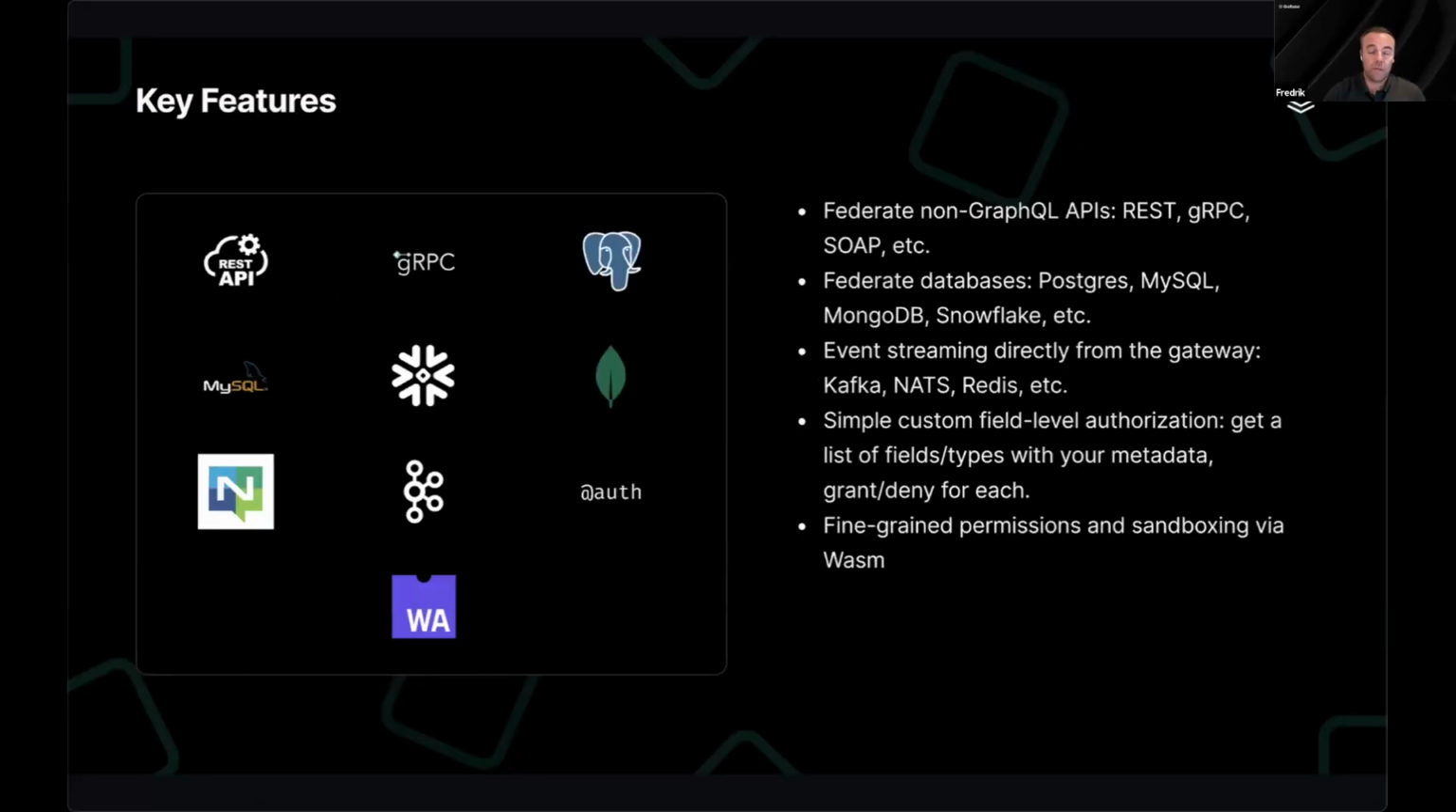Some of the key features I'm particularly excited about is that you can now federate non-GraphQL APIs. You can federate databases, whether it's Postgres or Snowflake, totally possible. You can do event streaming with Kafka, NATS, etc. Or you can write custom auth extensions that match your company's requirements. And each extension comes with fine-grained permissions. So you can say this extension has access to environment variables or not, as an example.